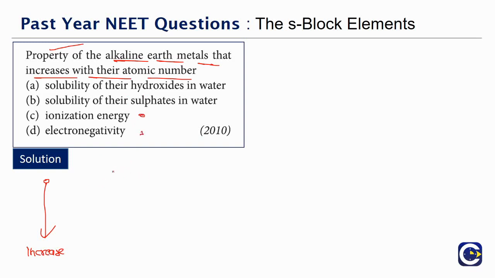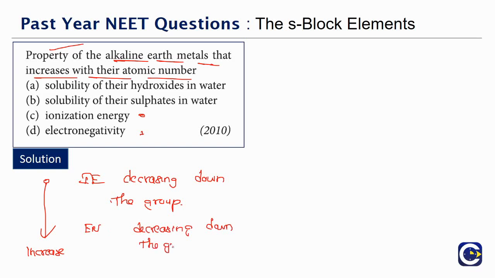What is option C? Ionization energy. Remember, what happens to ionization energy? It will be decreasing down the group. Not only in the case of the alkaline earth metals, that is for every group. Similarly, electronegativity also will be decreasing down the group. So straight away we are able to see this cannot be the answer.